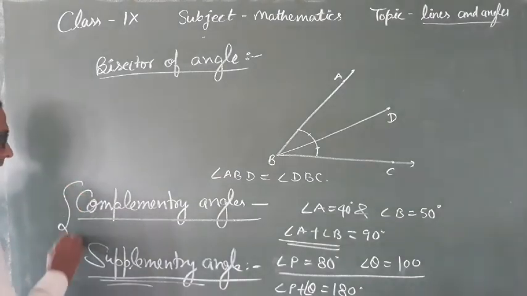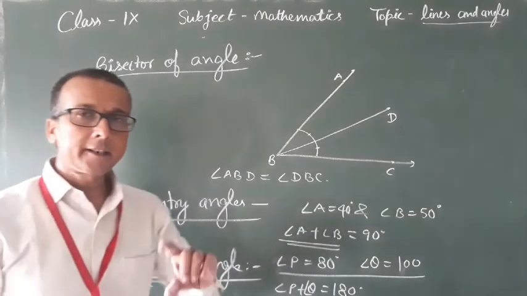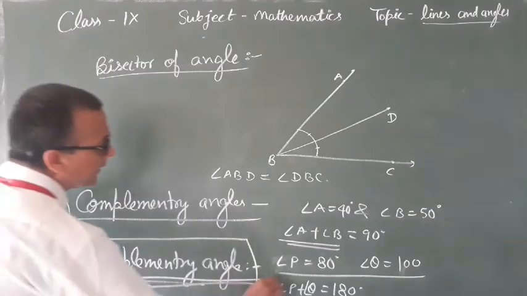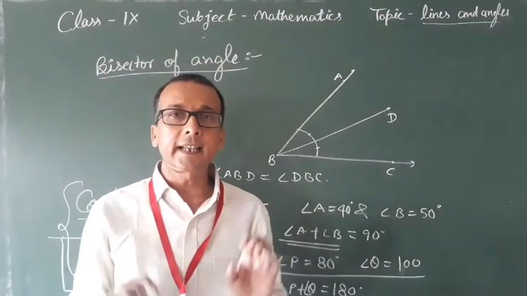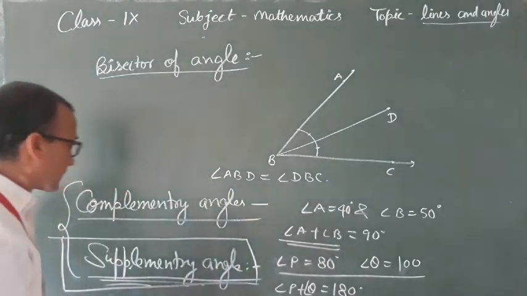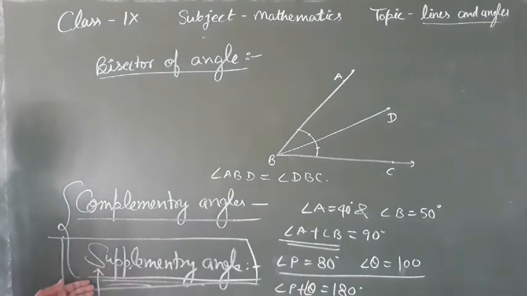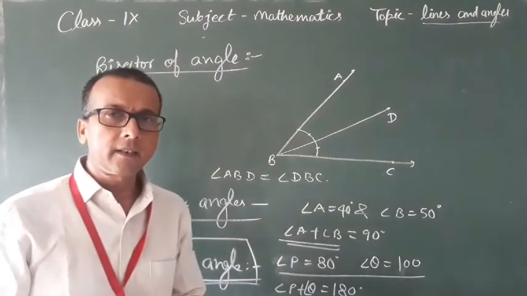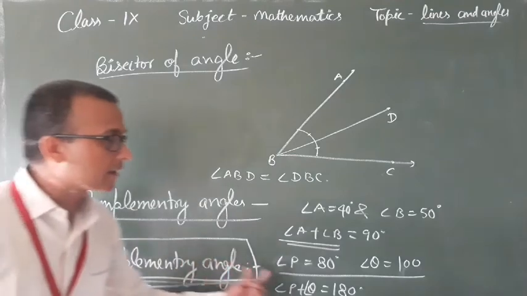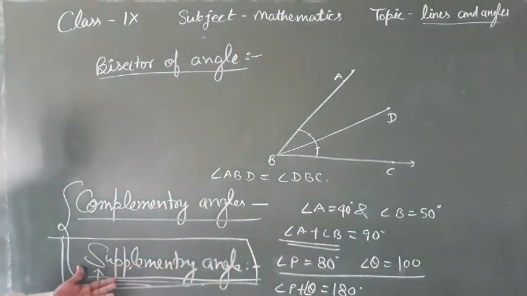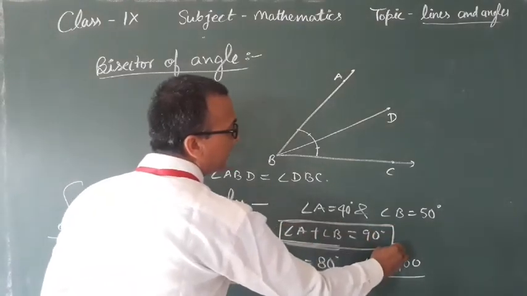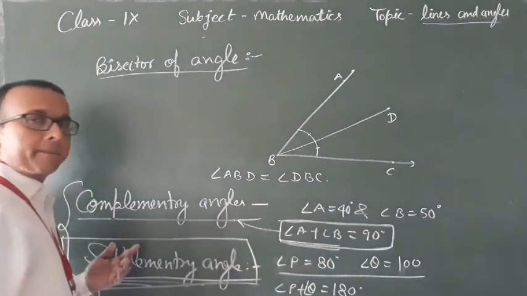Dear students, don't get confused between complementary and supplementary, because we have learned that a straight angle makes a line and on it we measure 180 degrees. Similarly, for supplementary angles, if there are any two angles and their sum is 180 degrees, then it is supplementary angle, and the other will be complementary angle, in which the sum of any two angles is 90 degrees.